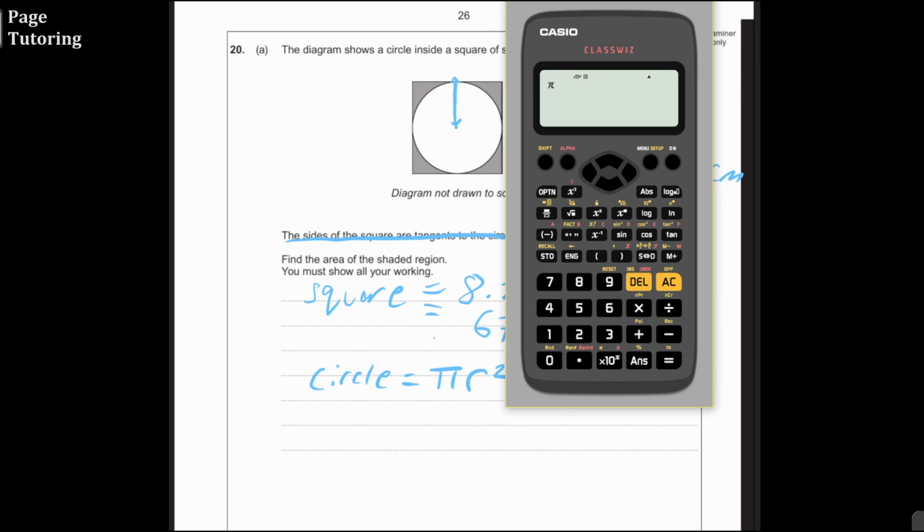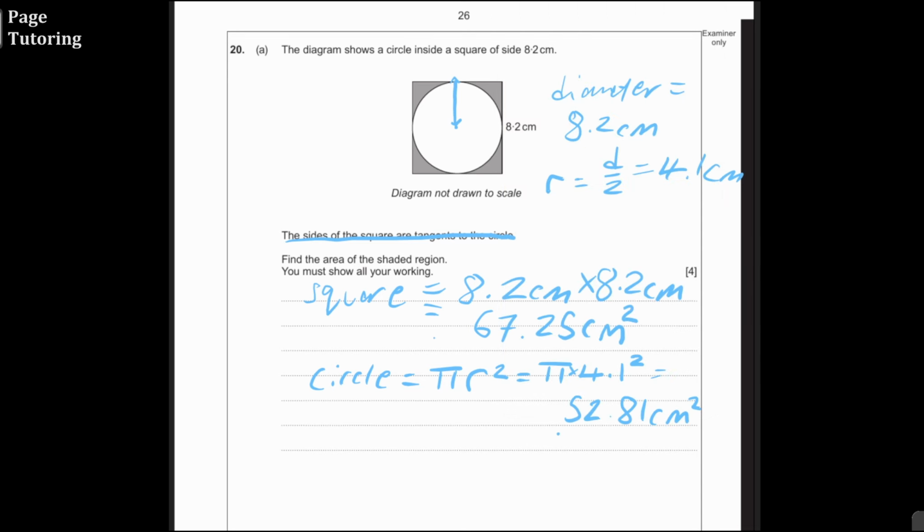But we know where pi is, so pi times 4.1. We're going to use the squared button there to get the little 2 at the top. So we click equals, switch that to decimal, and we do it to 2 decimal points. So it's 52.81. Oh, and that's squared up there because it's an area.